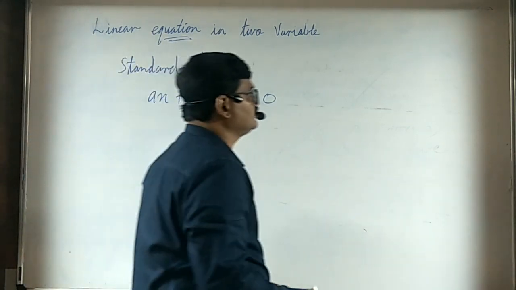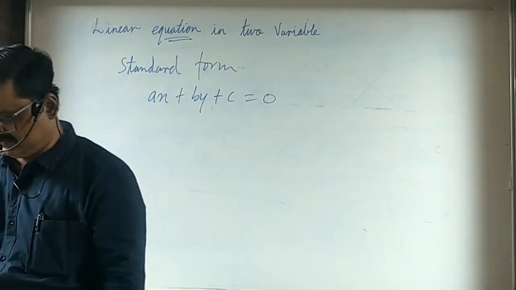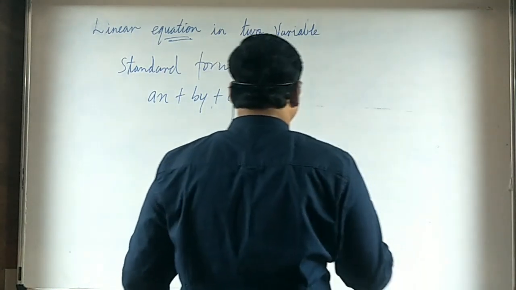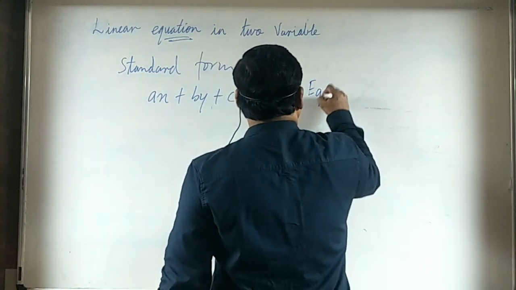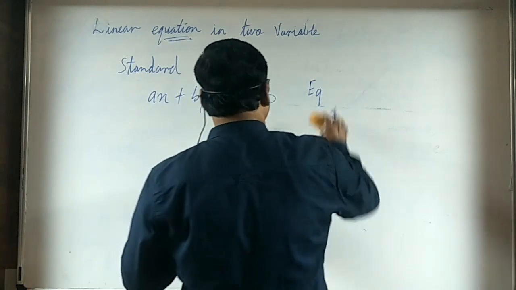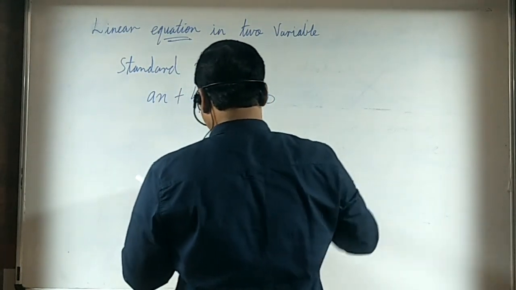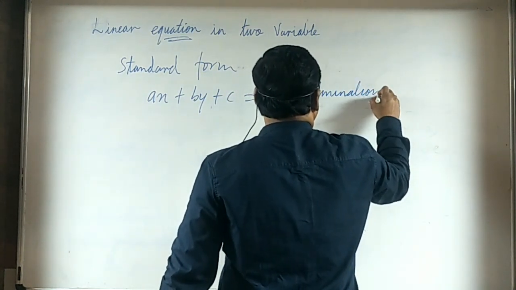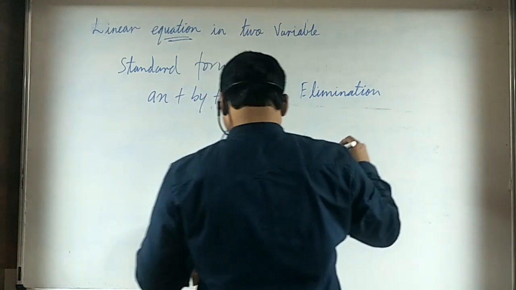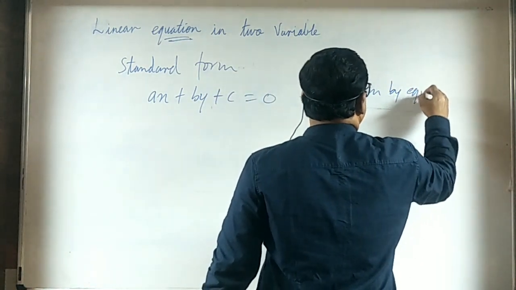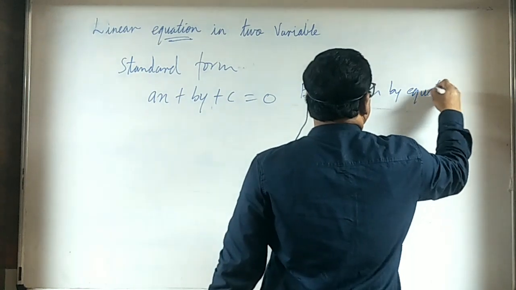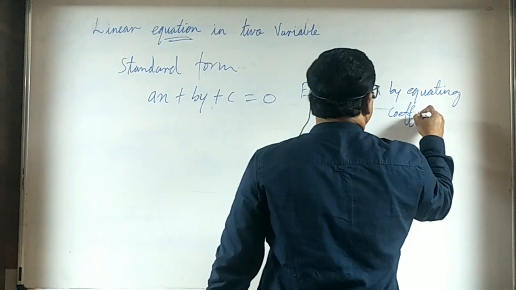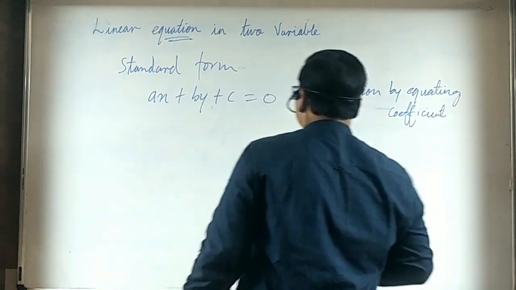Now there are methods to solve linear equations. The first method we are going to do here is called elimination by equating coefficients. This is the method we are going to do first.